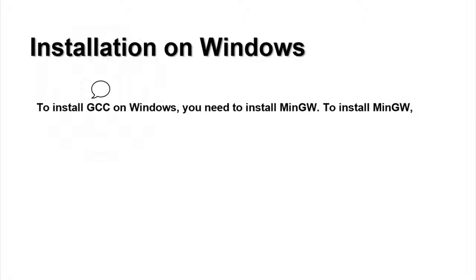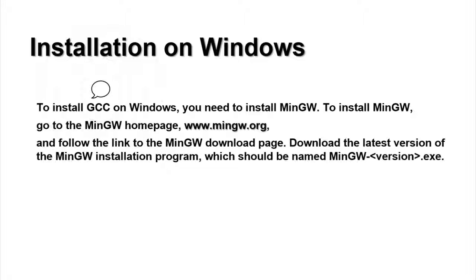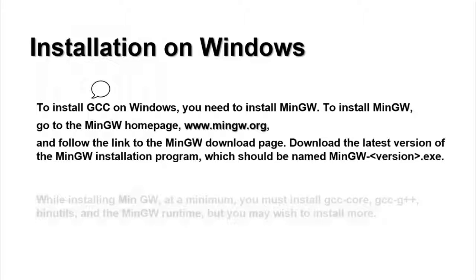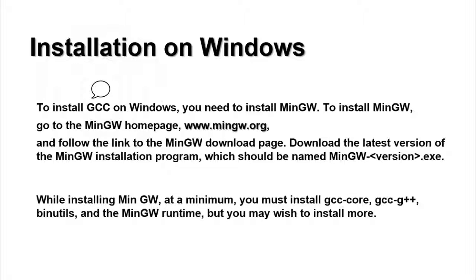Installation on Windows. To install GCC on Windows, you need to install MinGW. To install MinGW, go to the MinGW homepage, www.mingw.org, and follow the link to the MinGW download page. Download the latest version of the MinGW installation program, which should be named MinGW-version.exe. While installing MinGW, at a minimum, you must install GCC core, GCC g++, binutils, and the MinGW runtime, but you may wish to install more.